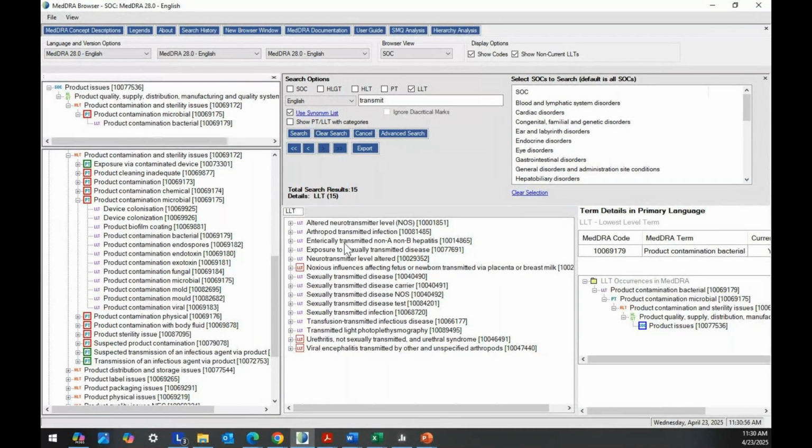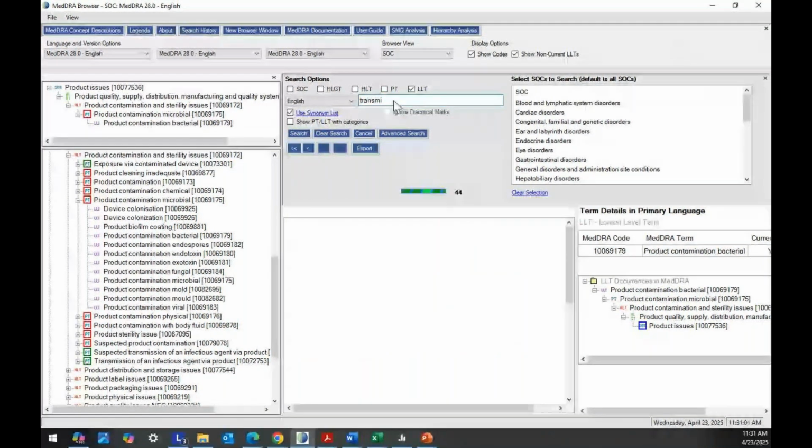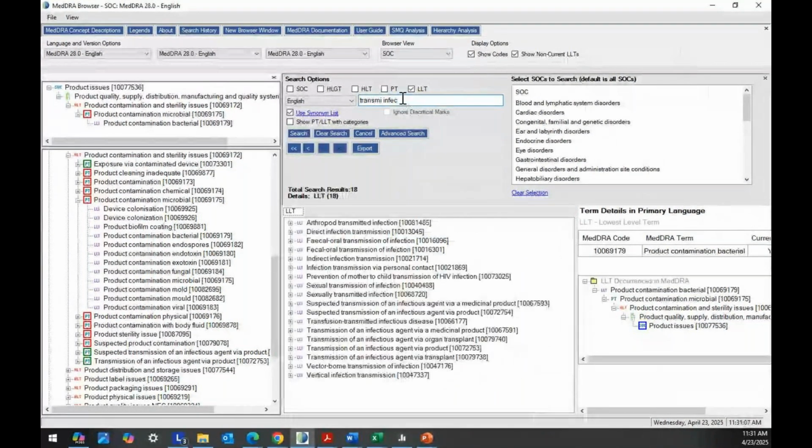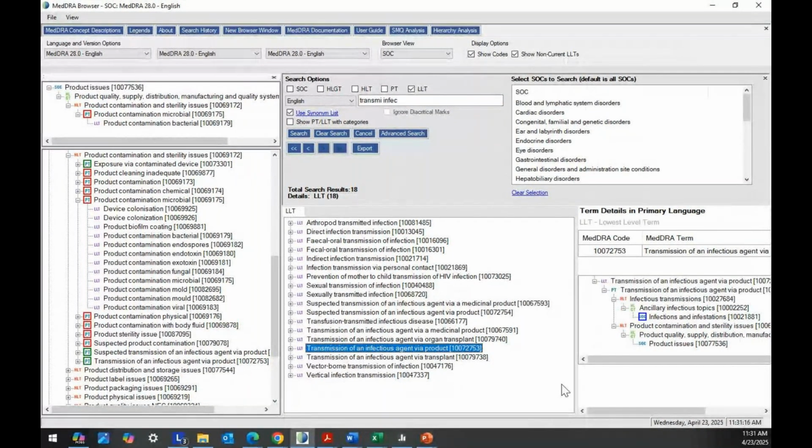He got an infectious agent transmitted. So let's see, is there any transmission LLT? Let's put in infectious, because it was something that was infectious that he got. So in our search, let's put transmitted infection and see if there's any term. When I look down at all the various LLTs, I see one that exactly fits my scenario: transmission of an infectious agent via product. So this is my third choice. This is how I would approach this exercise.